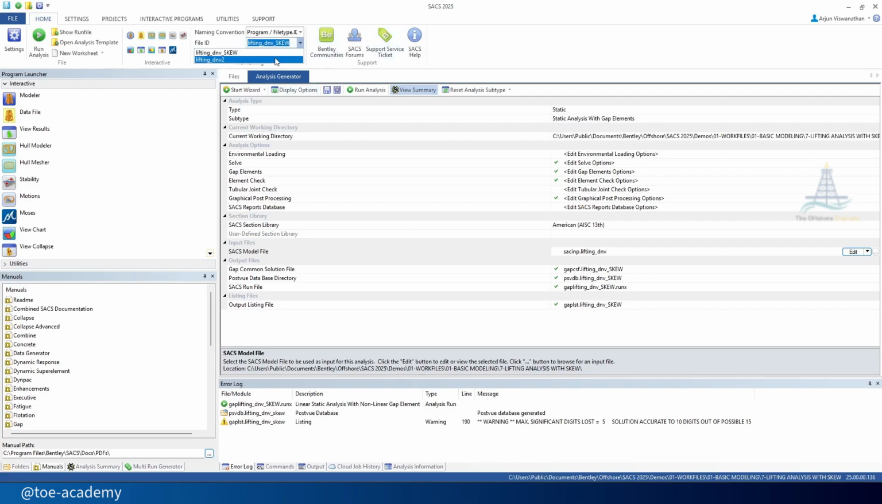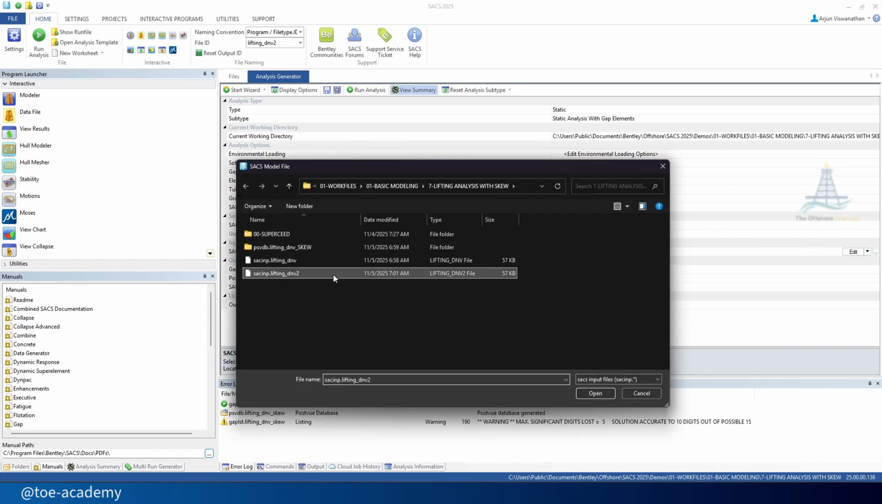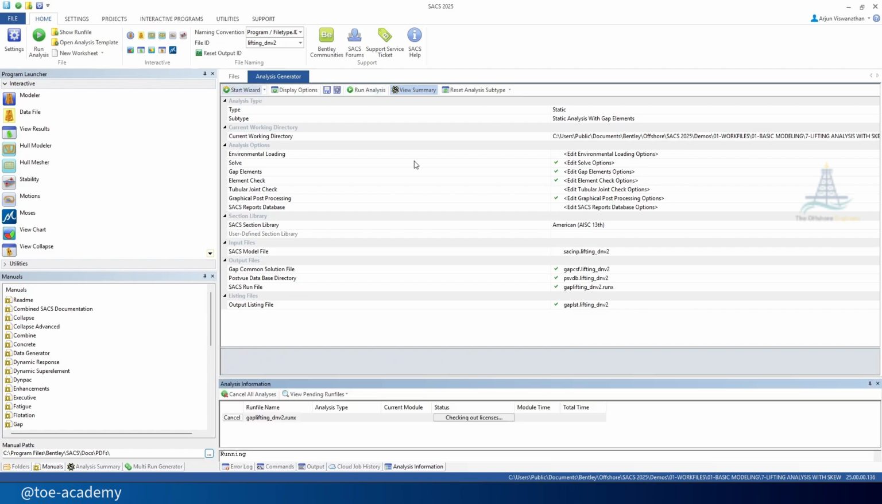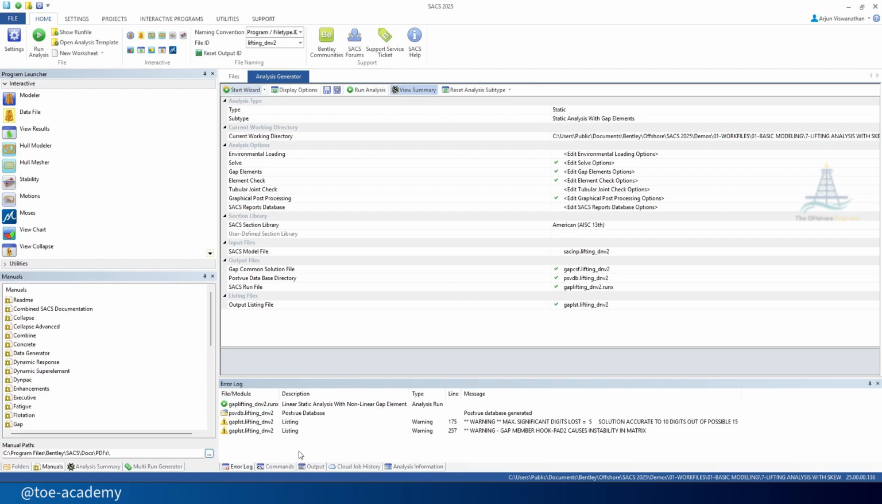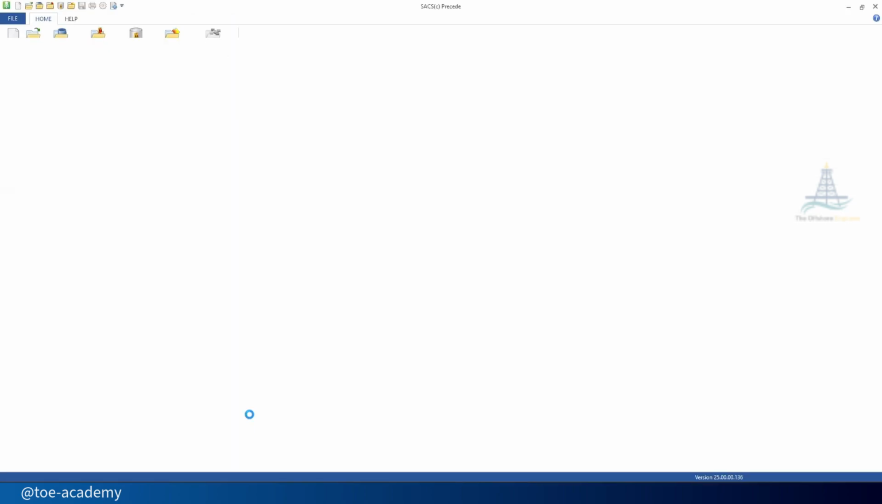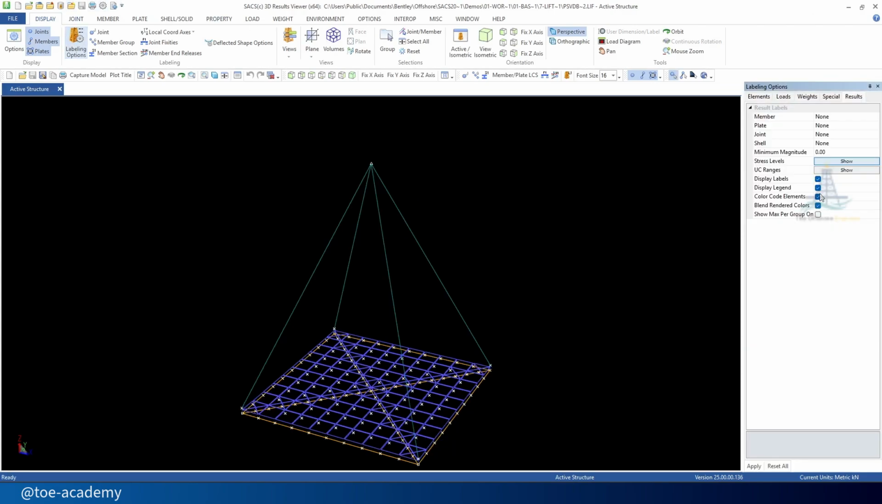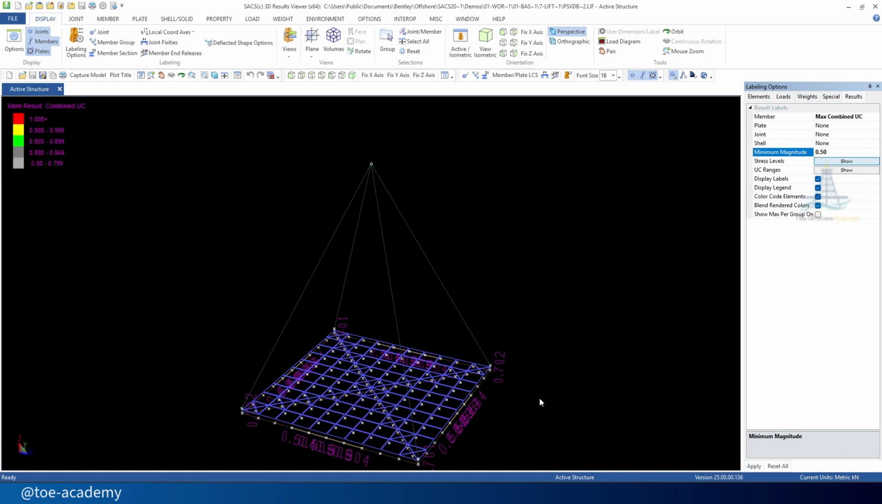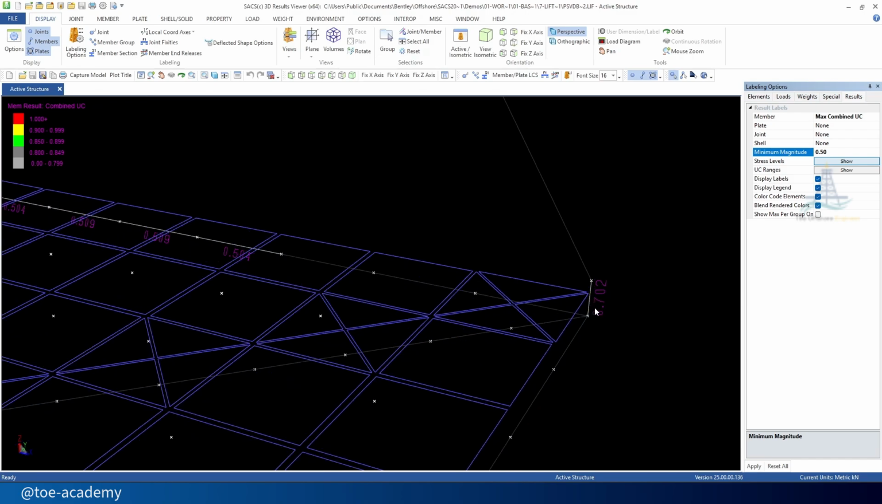So to do that, let me change the naming. So I can change my member. Okay, now it got run. So I can check my result analysis. So result, member UC. So maybe I will put 0.5. See, the UC also reduced.